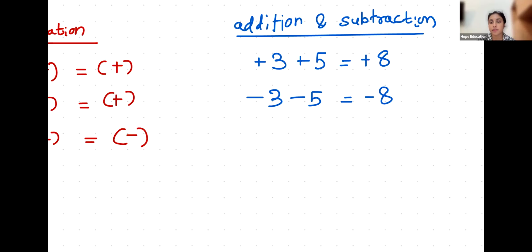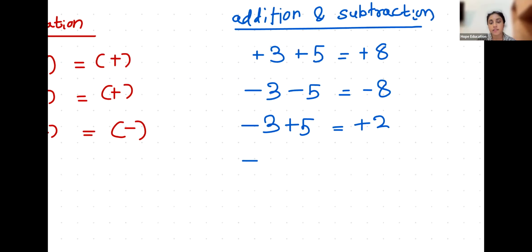Minus 3 plus 5. Different signs. Subtract the small number from the big number. Now here there are different signs. The bigger number is 5, the smaller is 3. So 5 minus 3 is 2. And we put the sign of the big number. The big number, 5, is plus. So the answer gets plus.